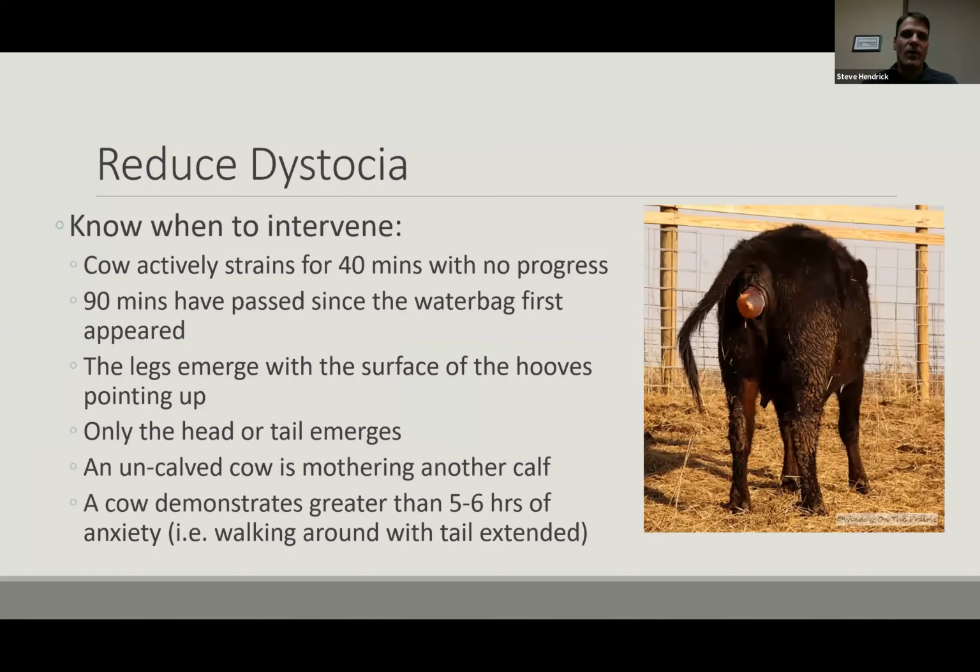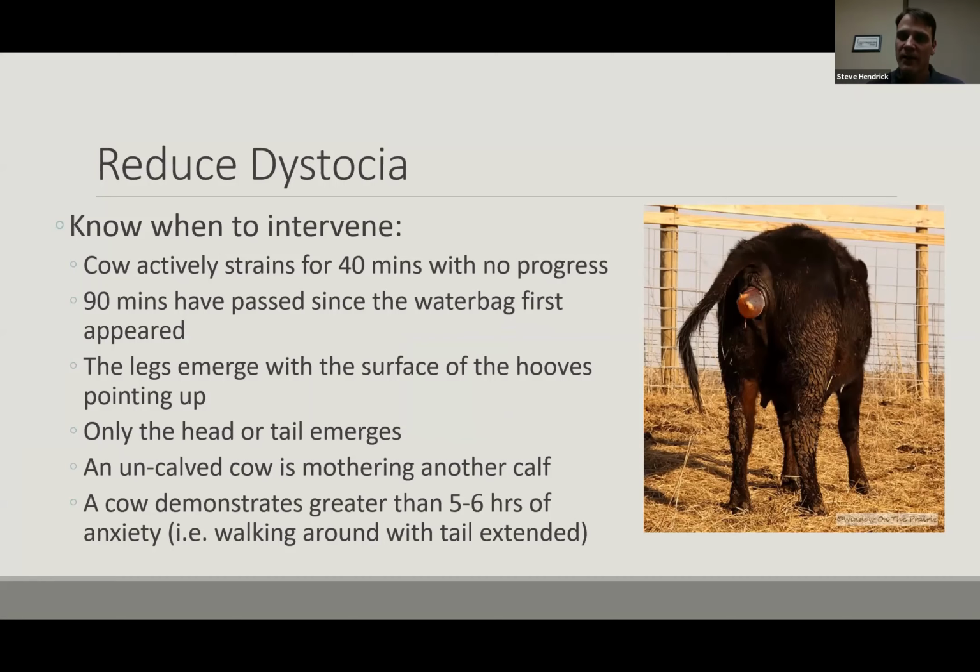All right. So finally, the last point on reducing dystocia, to me, in my mind, you need to know when to intervene. So if you see a cow that actively strains for 40 or 45 minutes with no progress, that is a cow that should be checked. Similarly, if 90 minutes have passed since the water bag first appeared, we should be checking that animal.